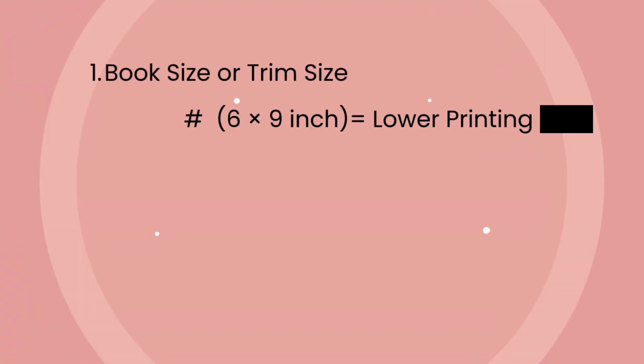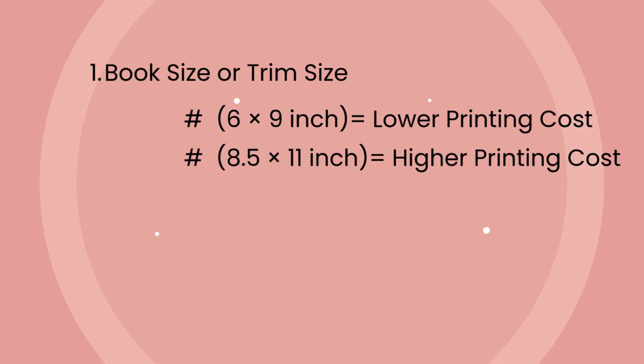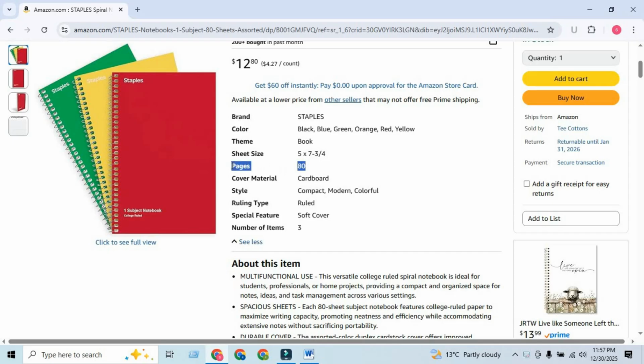For example, a 6 into 9-inch book has a lower printing cost, and an 8.5 into 11-inch book has a higher printing cost. Number two, page count. Total number of pages. The more pages a book has, the more paper and ink are required. So the printing cost increases. That's why low content books usually have 50 to 100 pages.